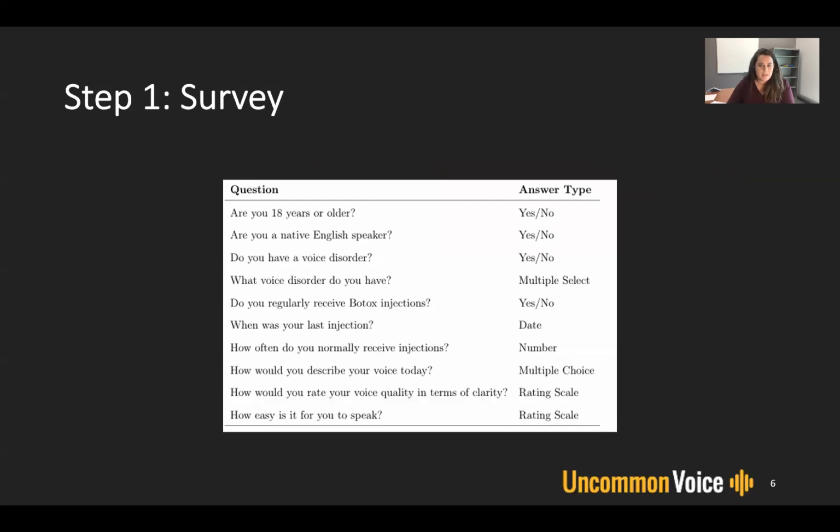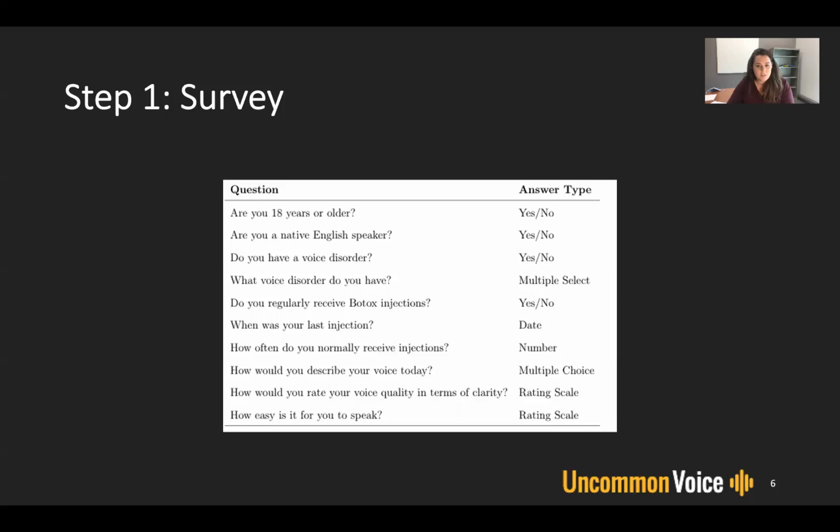The first step was we asked these individuals to take a survey. So here are the kind of questions that we asked in that survey, getting some basic demographic information, asking them if they had a voice disorder. And then if they did say they had a voice disorder, we asked them to elaborate. So we asked them some common questions.